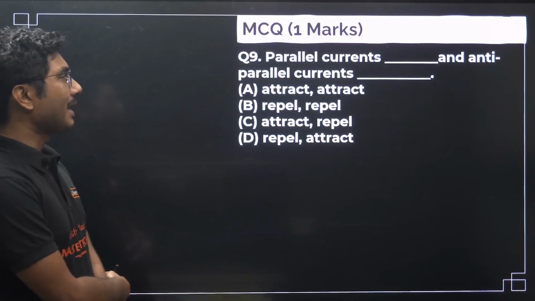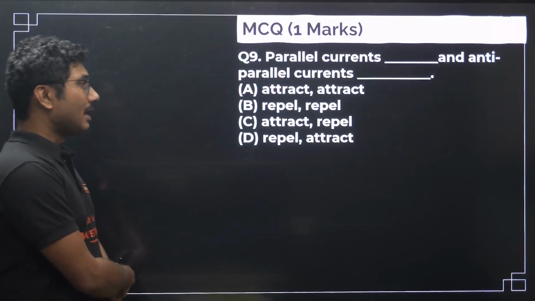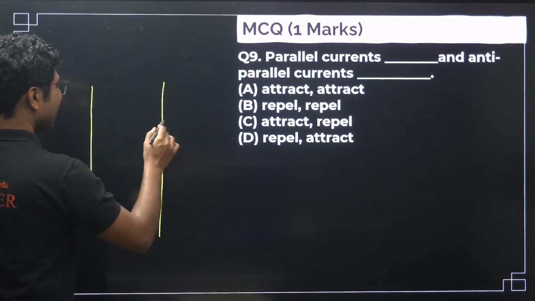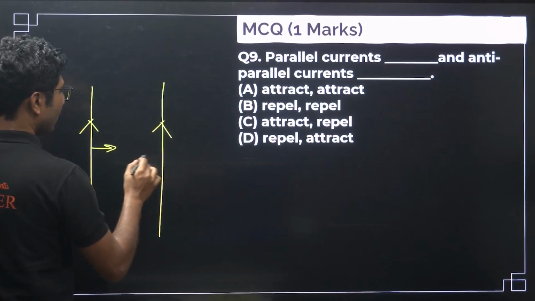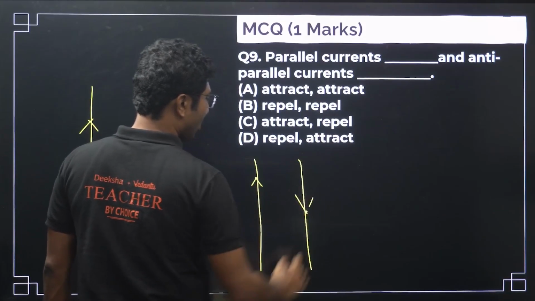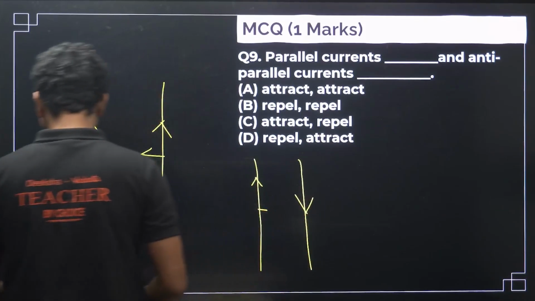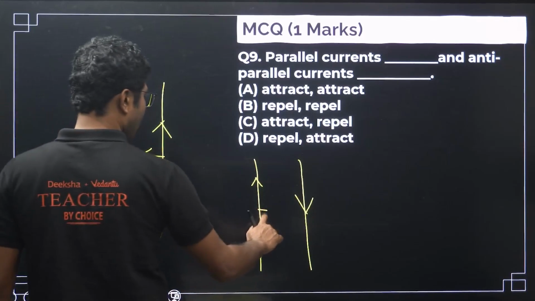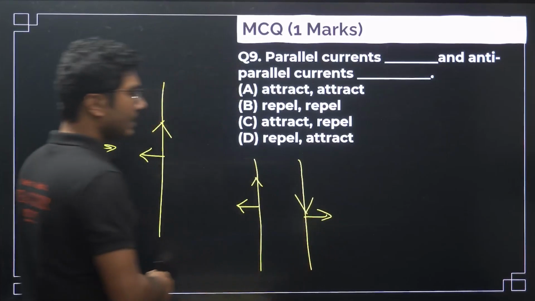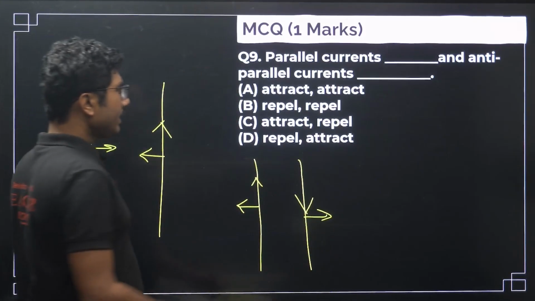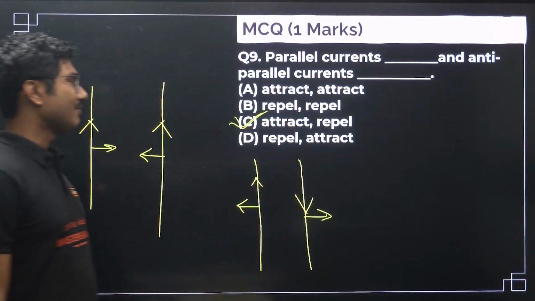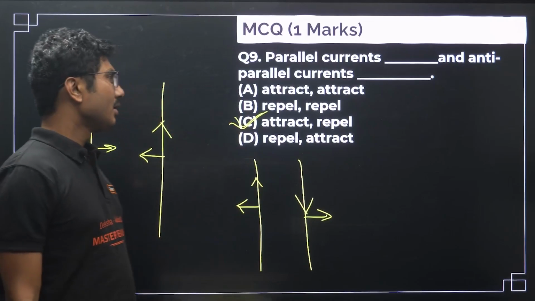So, you have to understand parallel currents attract and anti-parallel currents repel each other. Parallel currents, if the currents are in the parallel direction, that is they are moving in the same direction, they tend to attract each other. Whereas, anti-parallel currents, that means currents are flowing in the opposite direction, they will repel each other. If you apply the formula, you will find that they repel each other. So, parallel currents attract, opposite currents repel. So, option C is correct for this question. Very interesting, important question.